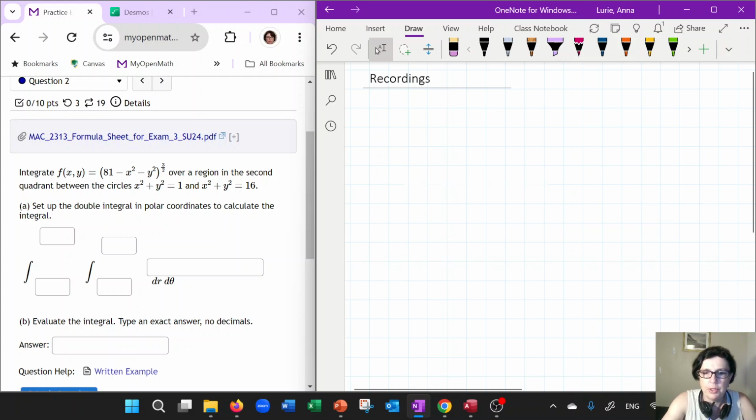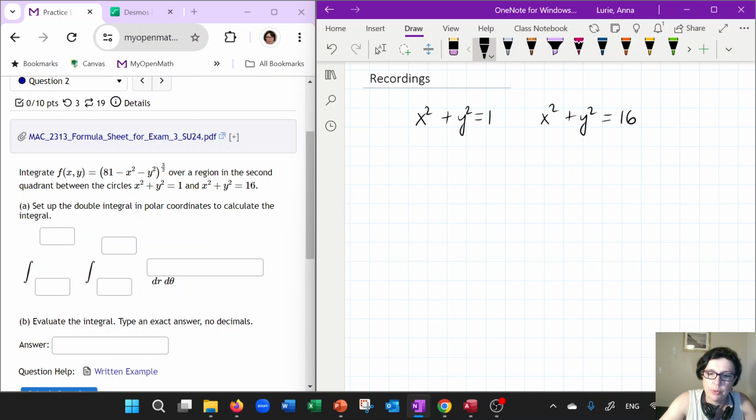Okay, guys, in this video, we are going to review integration in polar coordinates. How do I know this is going to be polar coordinates? So I can see that there are circles. So anytime we have some kind of circular region, and in this case, it's between two circles. So this would be radius 1, because this is radius squared, and this will be radius 4. Okay, so this is between two circles, and also they say that this is the second quadrant, right?